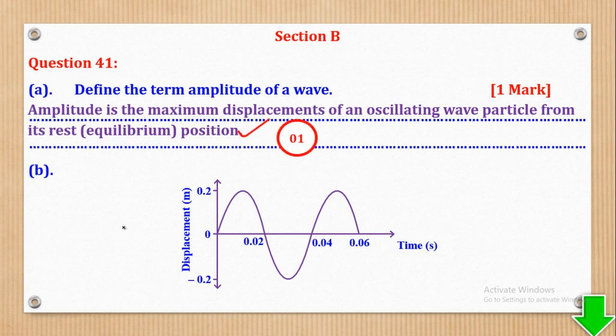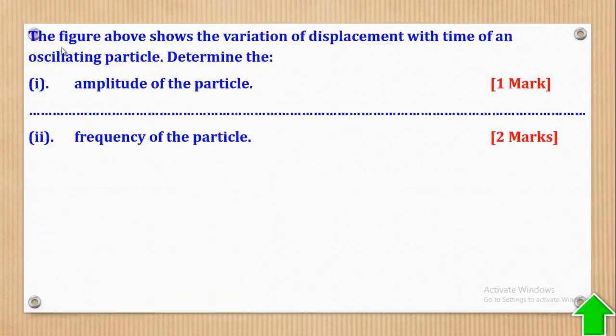So that is 1 mark. Then part B, they give you this diagram, and let's see the question. The question says, the figure above shows the variation of displacement with time of an oscillating particle. Determine Roman 1, the amplitude of the particle, Roman 2, the frequency of the particle.